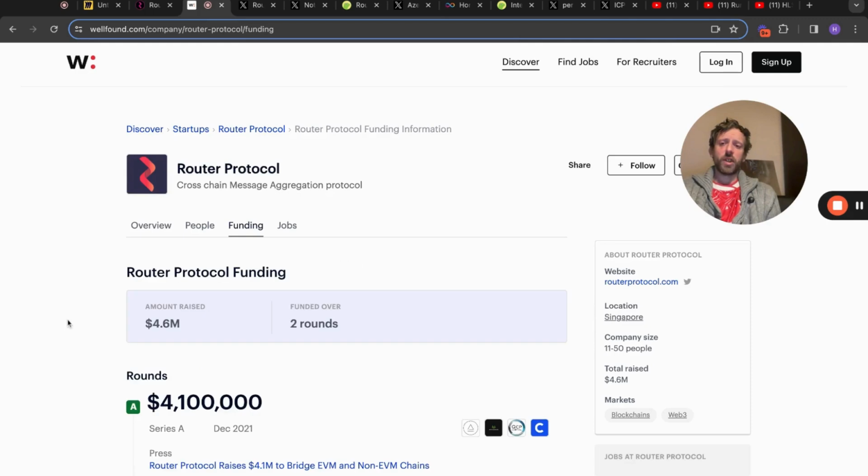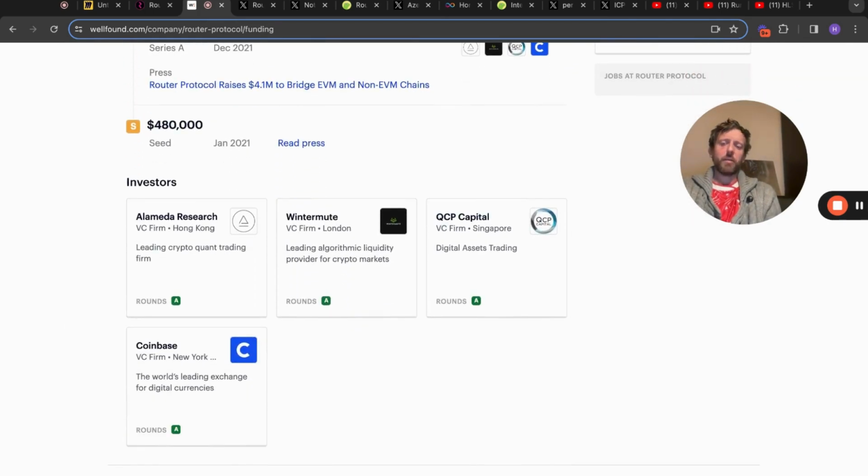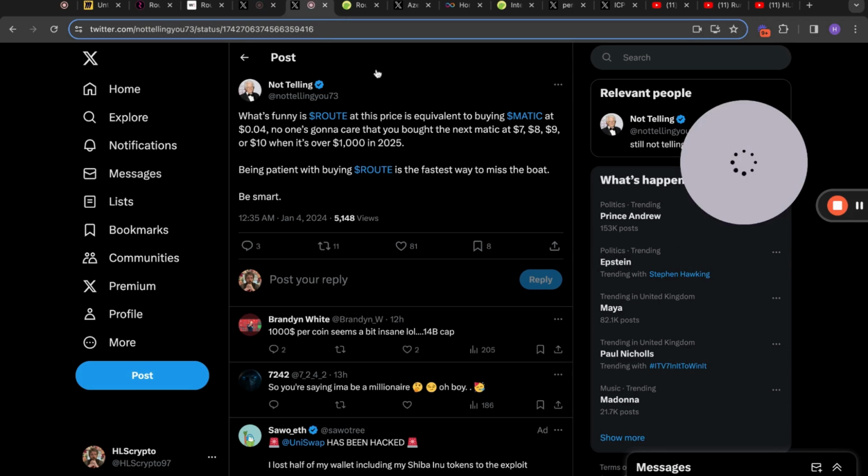Funding wise is interesting. So it raised 4.6 million. Alameda Research in Hong Kong, Wintermute in London, QCP Capital in Singapore, and then Coinbase, obviously in New York, were all part of that process. Now, on X.com, it has just under 90,000 followers. That's not too bad. It's quite low, considering how big this project could potentially be.